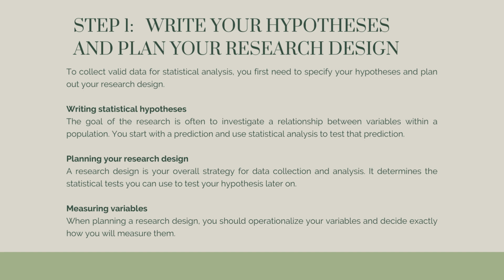Many variables can be measured at different levels of precision. For example, age data can be quantitative, 8 years old, or categorical, young. If a variable is coded numerically, for example level of agreement from 1 to 5, it doesn't automatically mean that it's quantitative instead of categorical. Identifying the measurement level is important for choosing appropriate statistics and hypothesis tests.